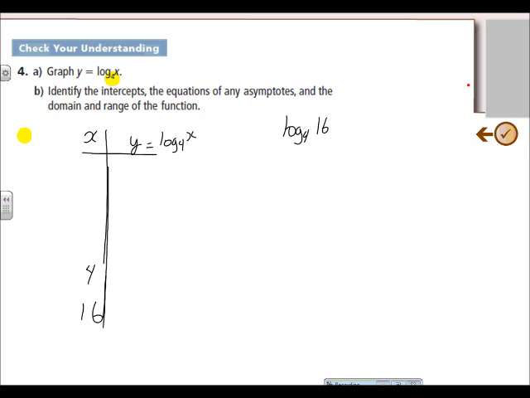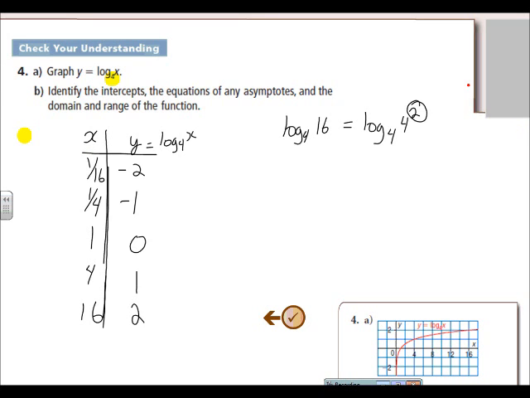And we say, okay, my x is log base 4 of 16, which is the same thing as saying log base 4 of 4 squared. So it's equal to 2. Log base 4 of 4 to the 1 is 4. 4 to the what is equal to 1? 4 to the 0 equals 1. 4 to the what equals 1/4? Well, -1. 4 to the -1 equals 1/4. And then 4 to the what equals, let's choose 1/16. I know it's -2. So we're going to graph each one of those points there.